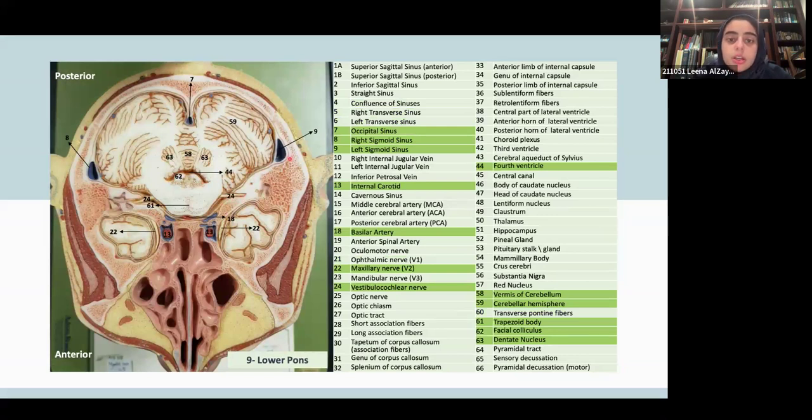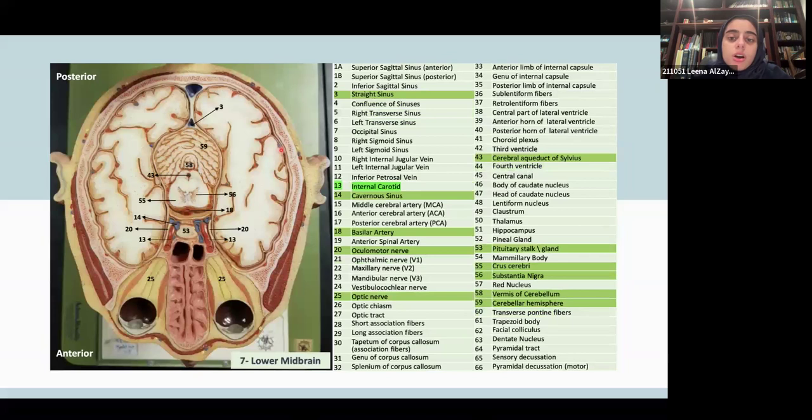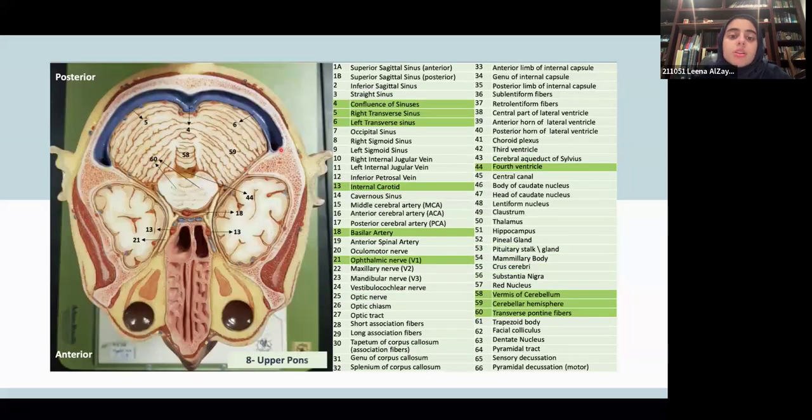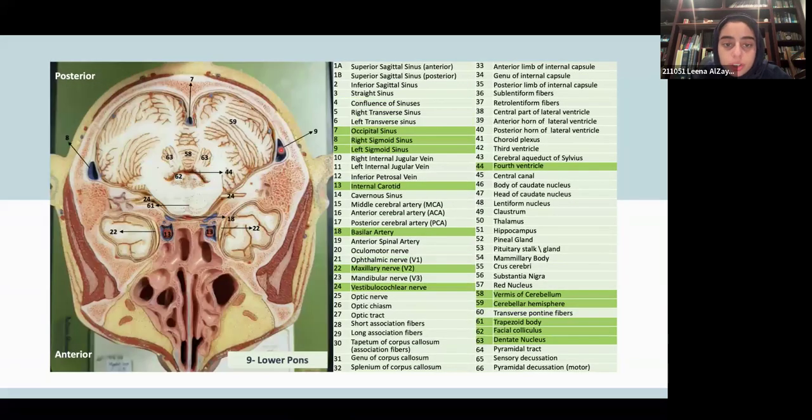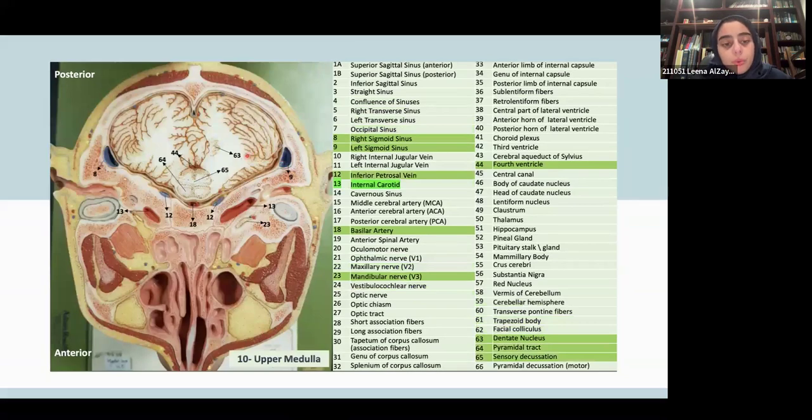So that's that. And then number 9 is the sigmoid sinus because it's going down. So now, it was the superior sagittal sinus, and then it became the transverse sinus, and then it became the confluence of sinuses, and then it became the sigmoid sinuses on the side because we're going down, so we're kind of draining to the heart. What else should I point out? I think that's all. And then now we're at the level of the medulla. So we're in the upper part of the medulla.